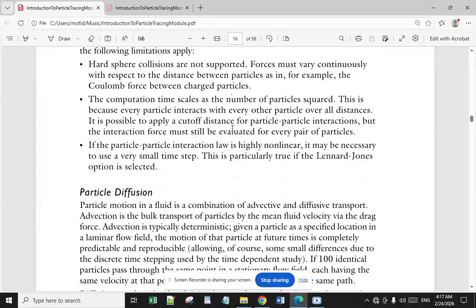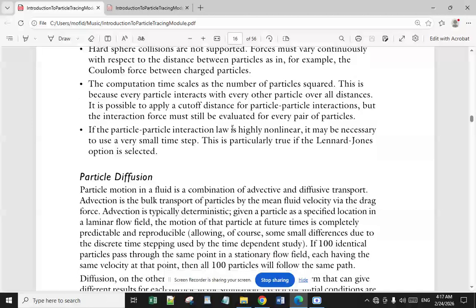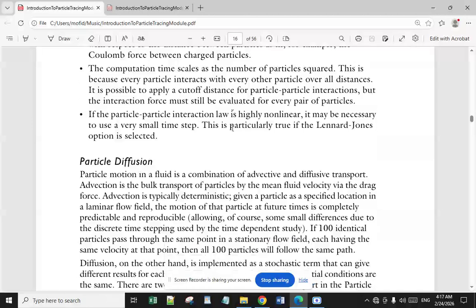Forces must vary continuously with respect to the distance between particles, as in, for example, the Coulomb force between charged particles. The next is that the computation time scales as the number of particles squared. This is because every particle interacts with every other particle over all distances.